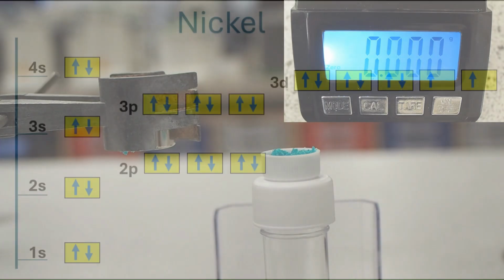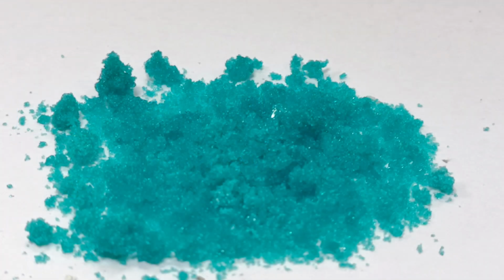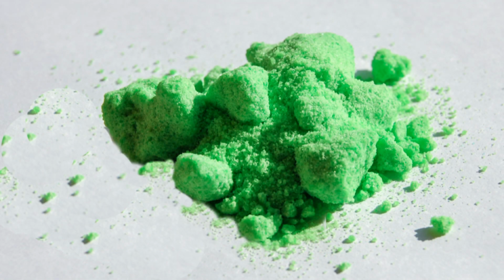This arises from the electronic configuration of the nickel 2+ ion, which has 2 unpaired electrons in its d orbitals. The strength of the effect can vary depending on the particular nickel salt and its crystal structure, as the surrounding ligands can influence the energy levels of the d orbitals.